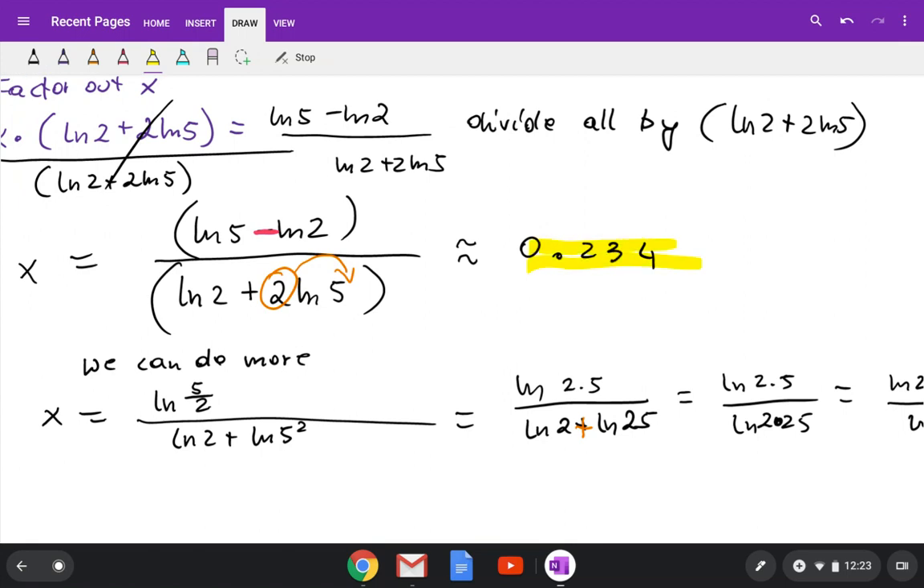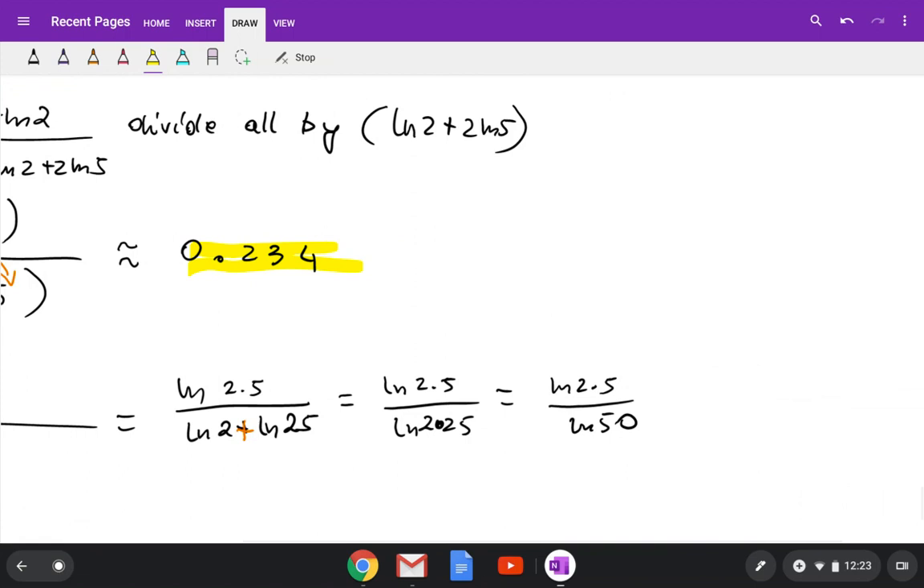So a lot of properties, but again, I'm very satisfied with this answer. And you have a quotient of logs. There's no property of a quotient of logs. It's a difference of logs that is equal to the log of a quotient. But ln of 2.5 over ln of 50, this cannot be simplified further.